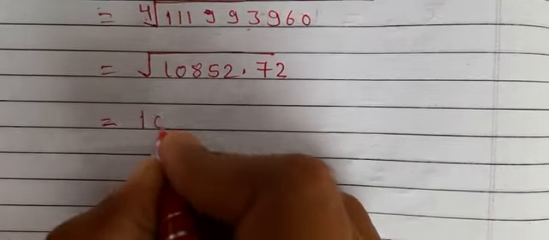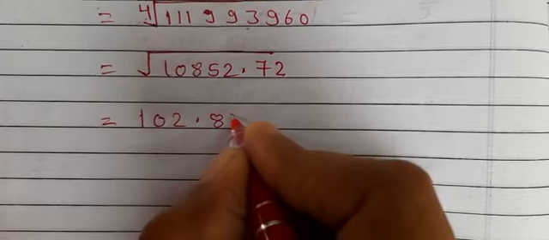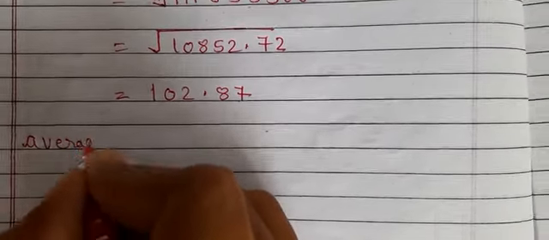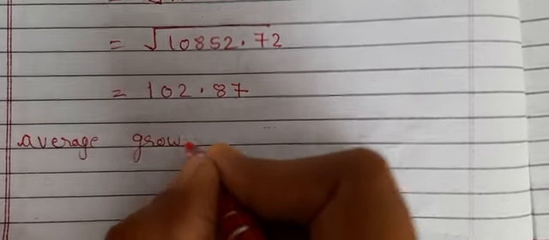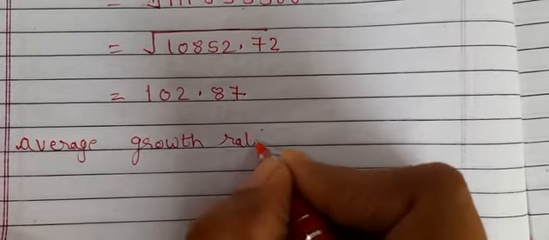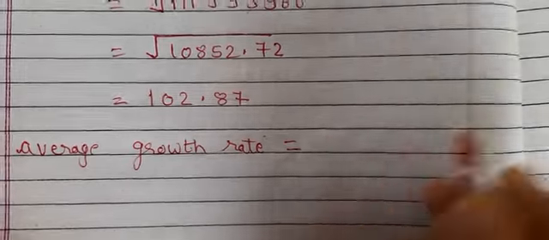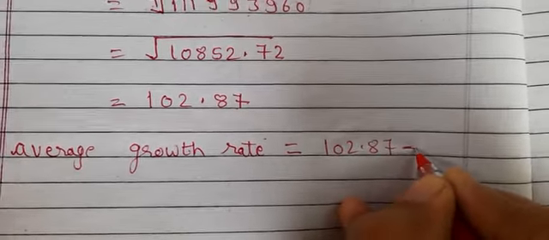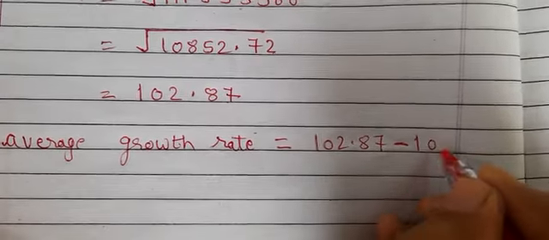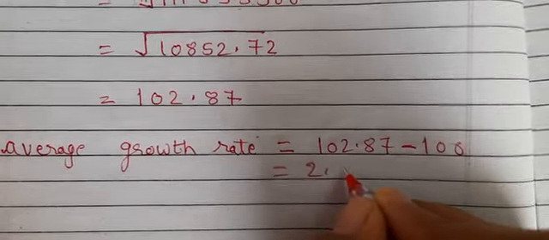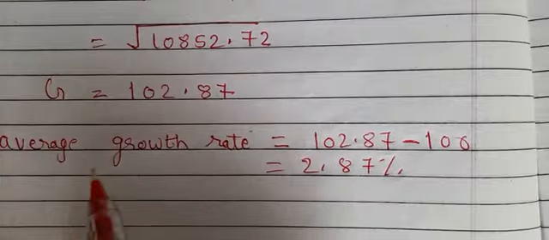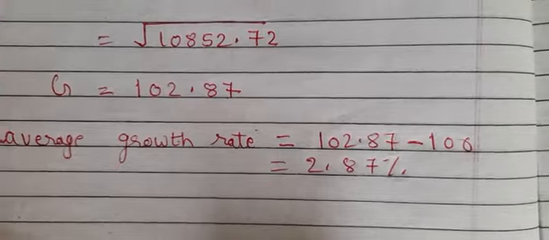So our answer will come to 102.87. Hence what we can say is the average growth rate, or average economic growth rate, is equal to 102.87 minus 100. So that is equal to 2.87%. So our average growth rate is 2.87%.